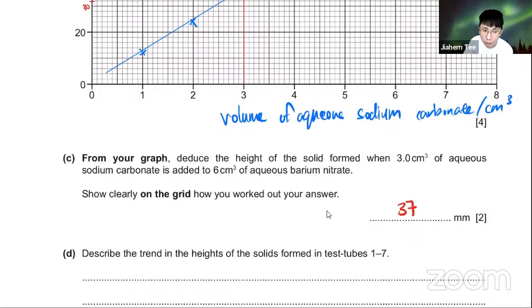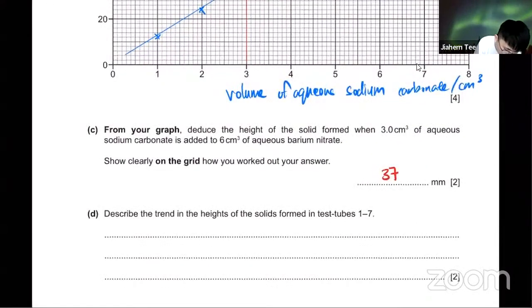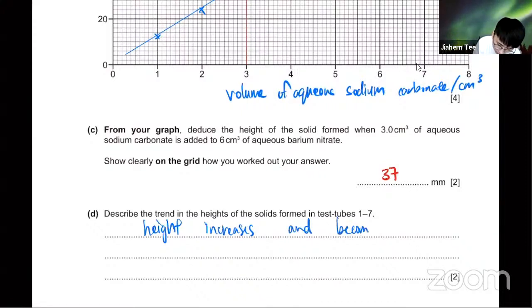Okay, then describe the trend of the height. So the trend goes up and then becomes a straight line. So the trend: height increases and becomes constant. So there are three marks from here. A very short and straightforward answer. So paper 6 is like this. You answer the part very simply, straight to the point.